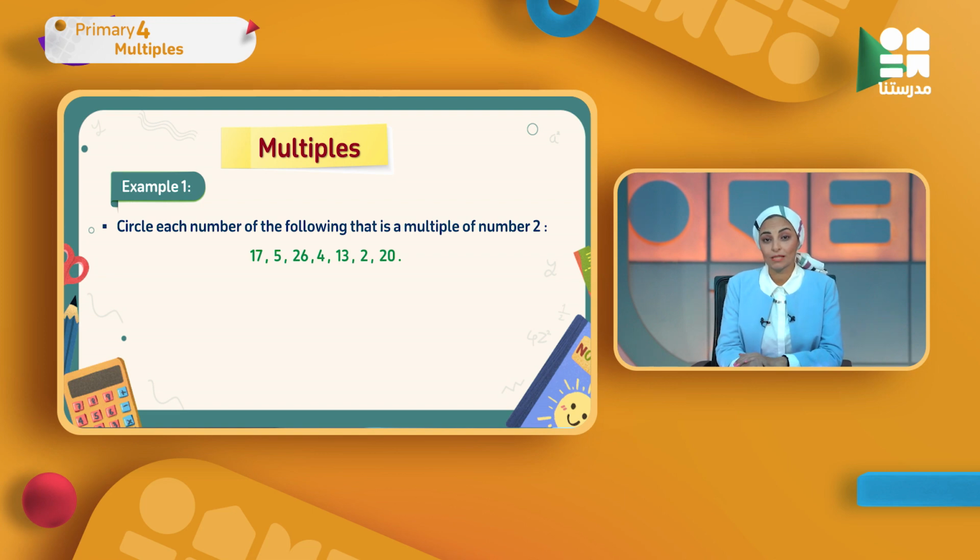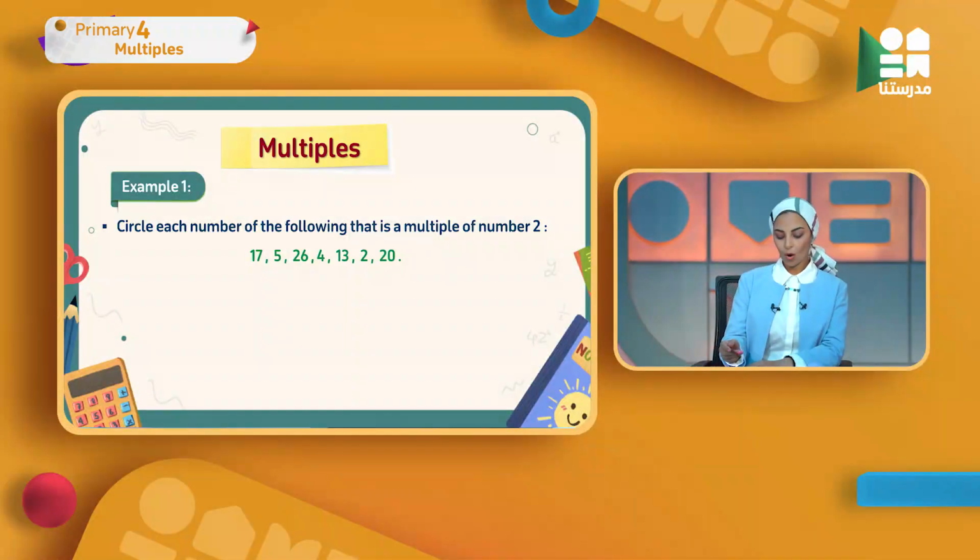What about number 13? No, number 13 is not a multiple of 2. Why? Because the unit digit is an odd number. Okay, what about number 2? Of course, number 2 is a multiple of number 2. Any number is a multiple of itself.